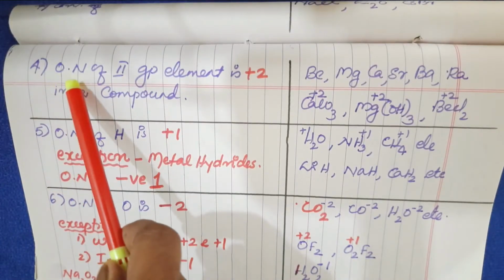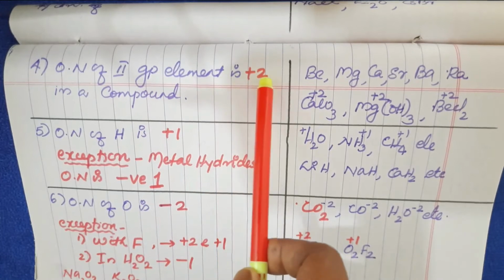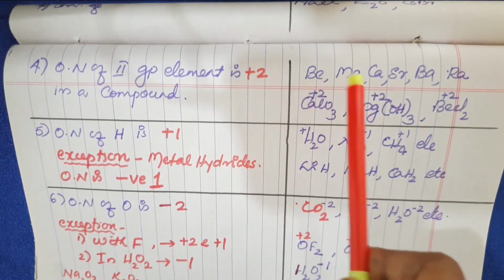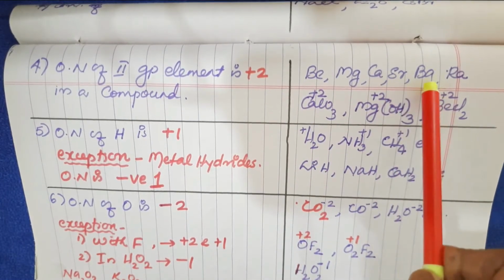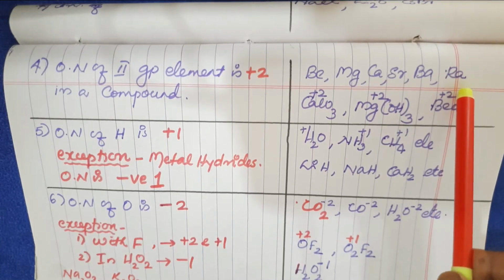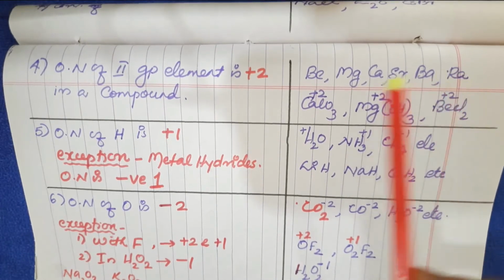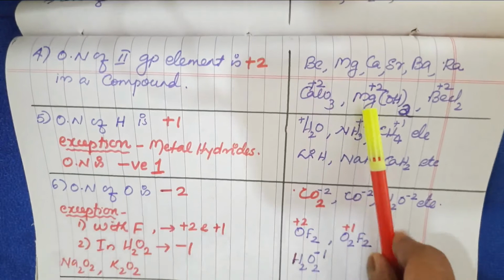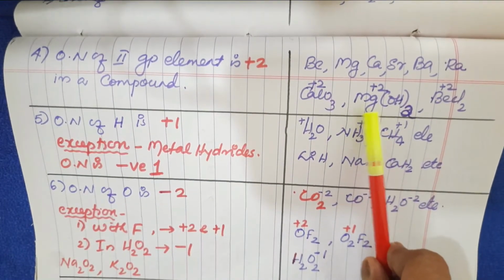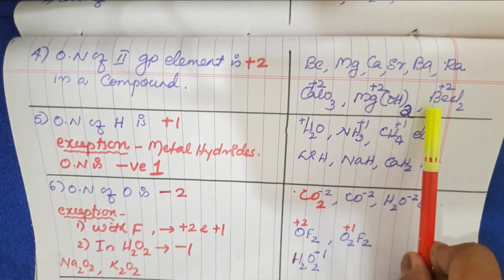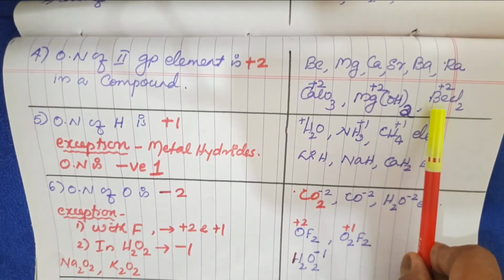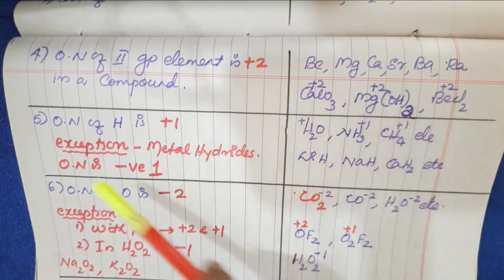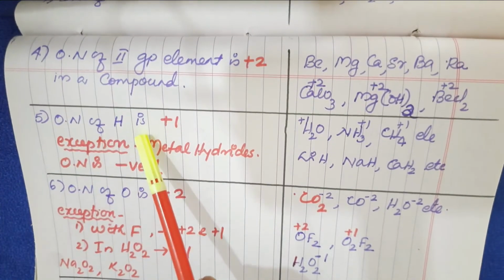Then the fourth rule. Oxidation number of second group element is +2 in a compound. Example, you know which are the second group elements? Beryllium, magnesium, calcium, strontium, barium and radium are second group elements. In a compound, their oxidation number is +2. See here, in calcium carbonate, calcium has an oxidation number +2. In magnesium hydroxide, magnesium has an oxidation number +2. In the case of beryllium chloride, beryllium has oxidation number +2. Clear?